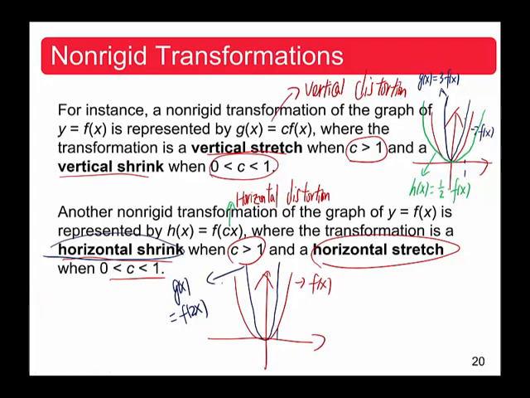Similarly, if h of x is f of half of x, this becomes horizontal stretch because the graph becomes much wider.